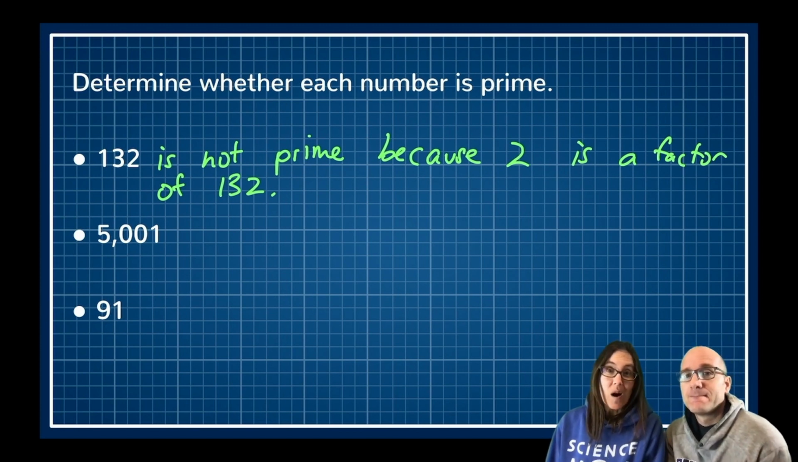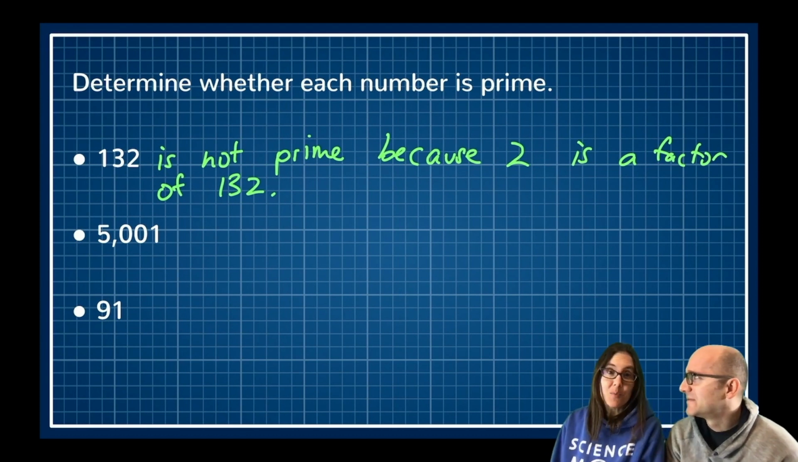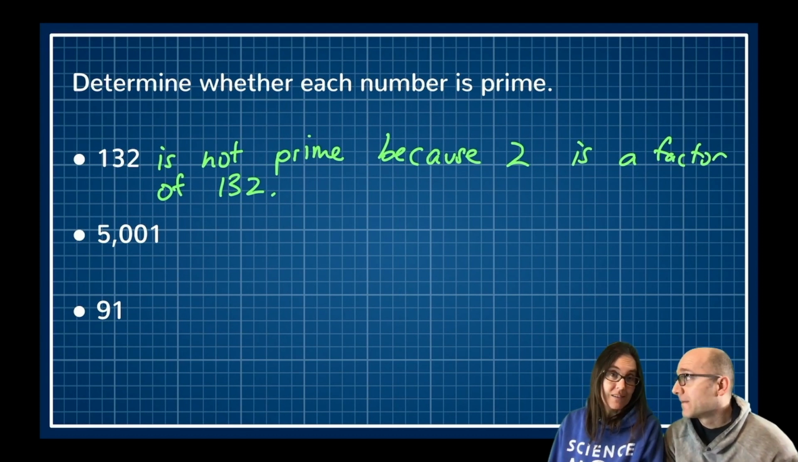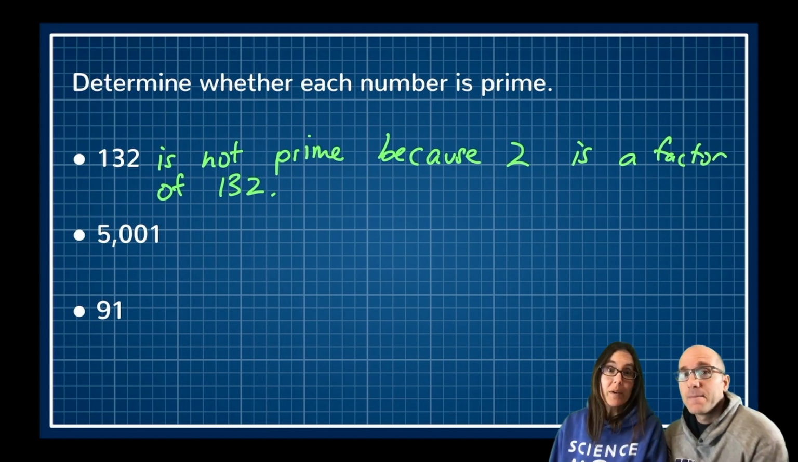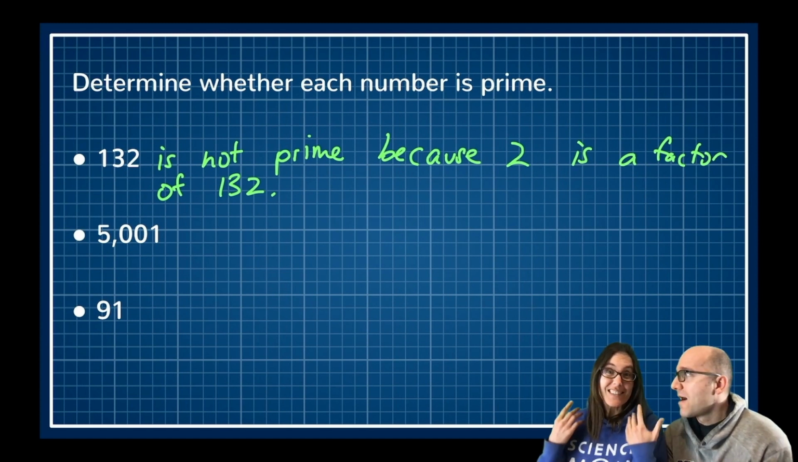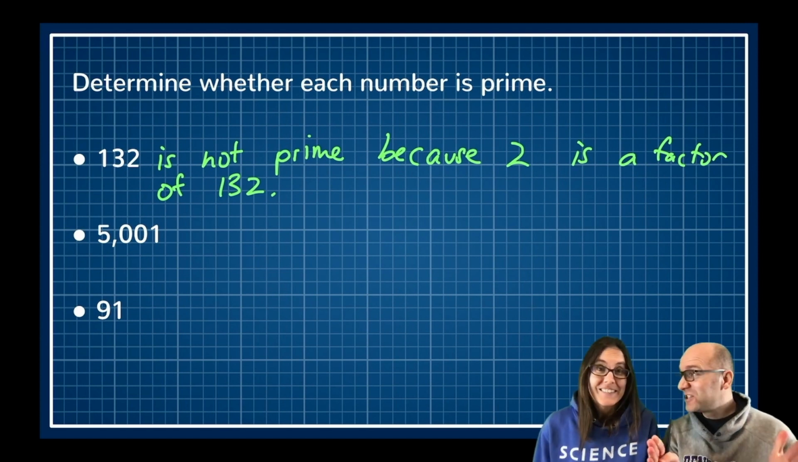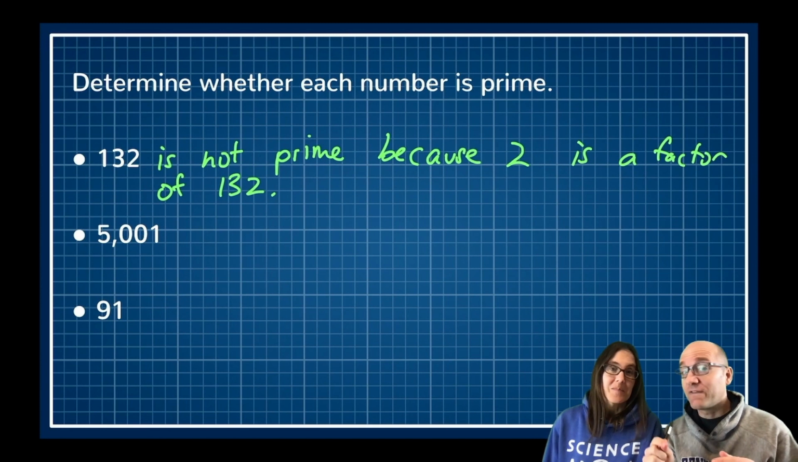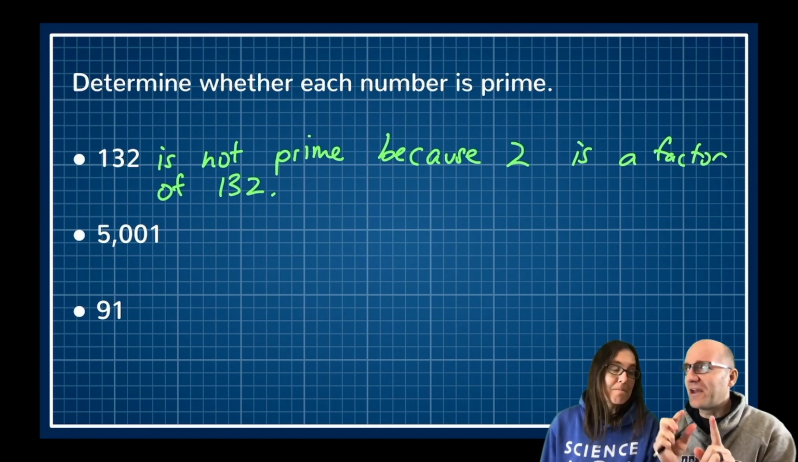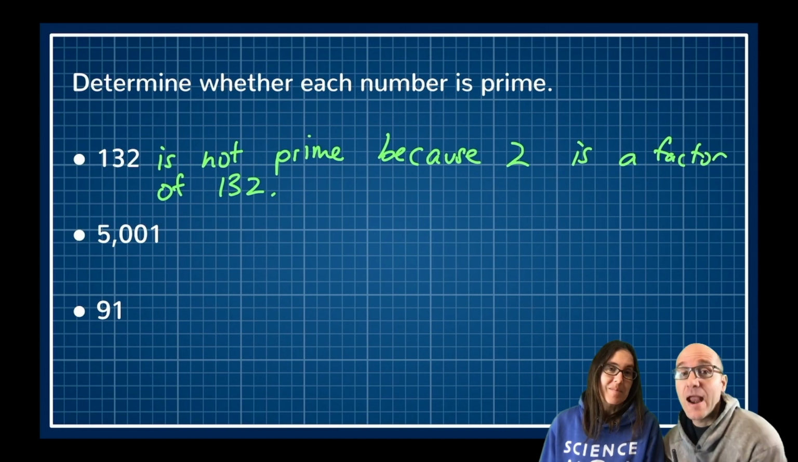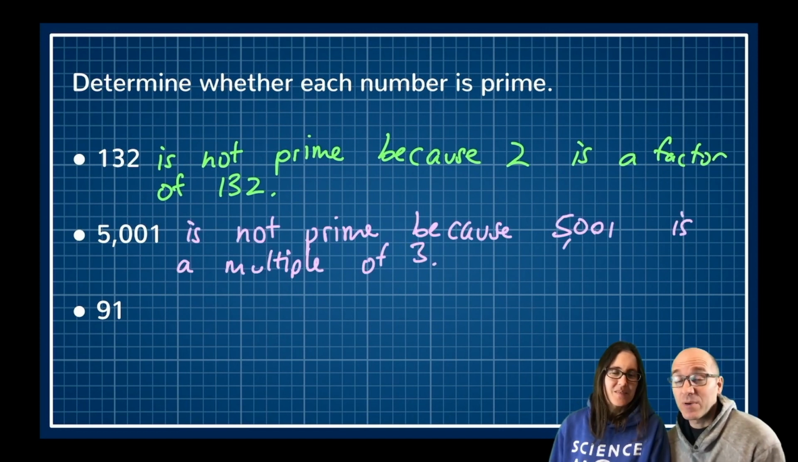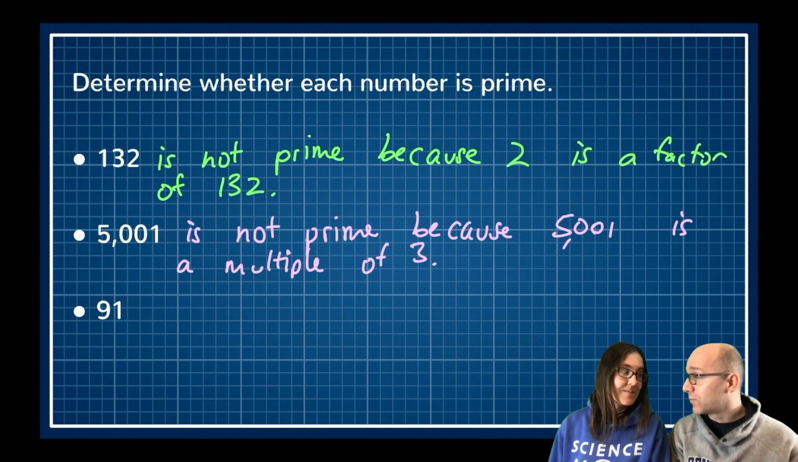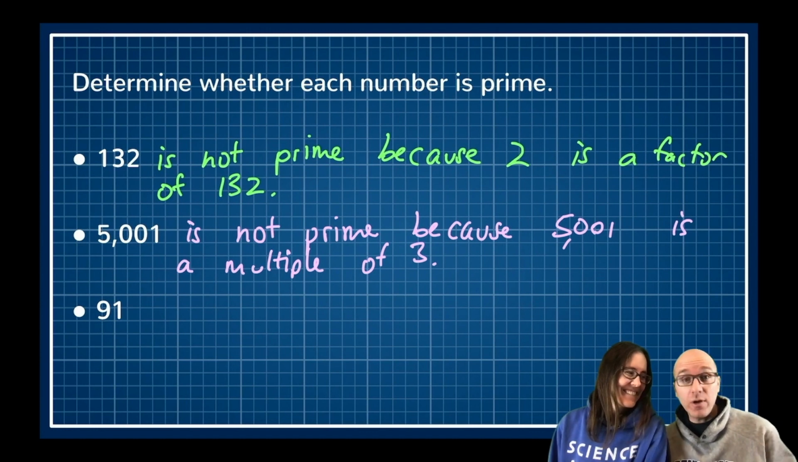But 5001? I'm going to guess that that is prime, because it ends in a 1 and it's not divisible by 2. But it is divisible by 3 because 5 plus 1 is 6. So even though that's a huge number, and you might not have any idea what factor pair you get, if you find one factor, then you know that there's going to be something else to go with it to fill out the pair. All right, so 5001 is not prime because 5001 is a multiple of 3, or 3 is a factor of 5001.